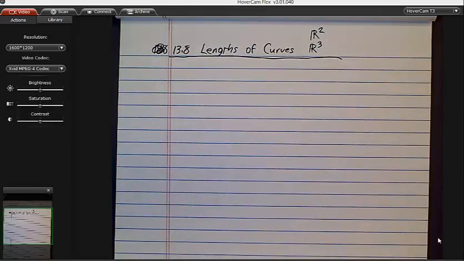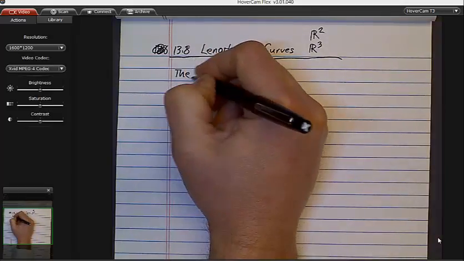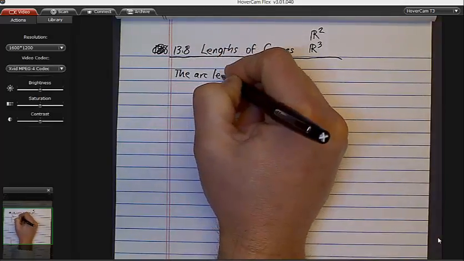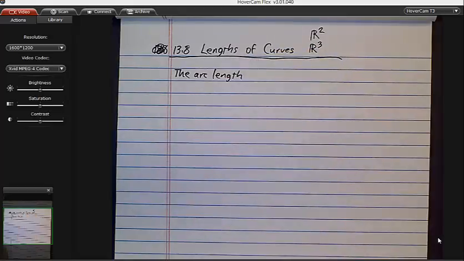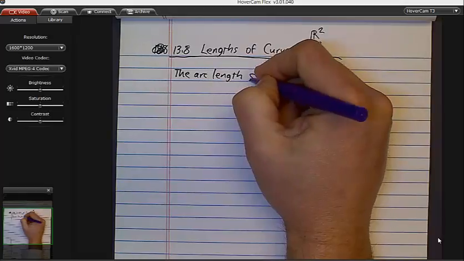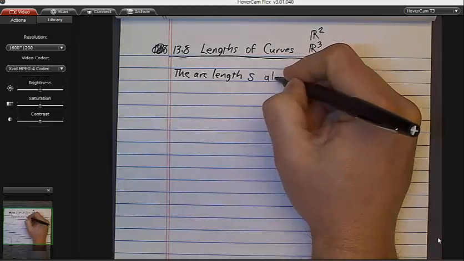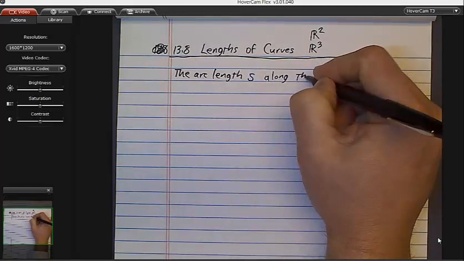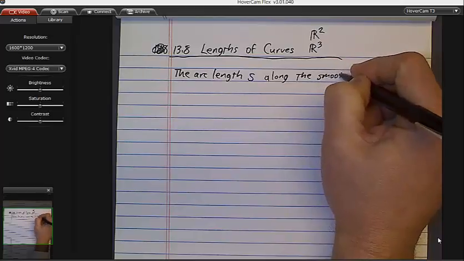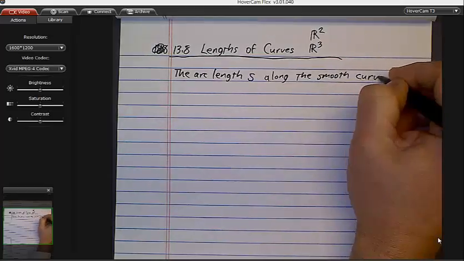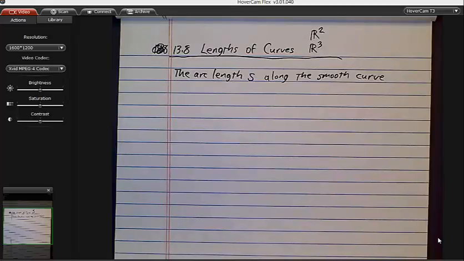The arc length, for which we use the letter S, along the smooth curve. Do you guys know what I mean by smooth? Differentiable is a nice way to say it.